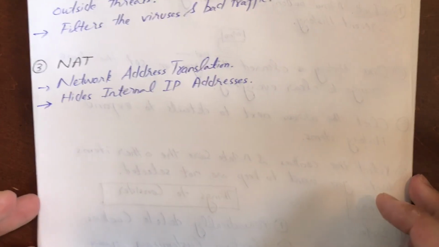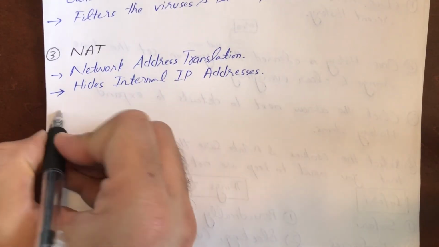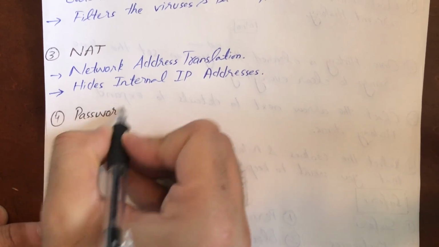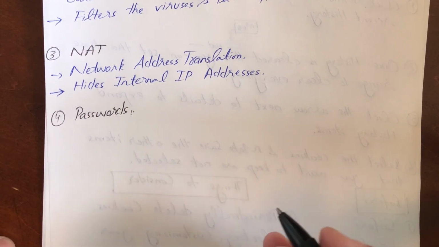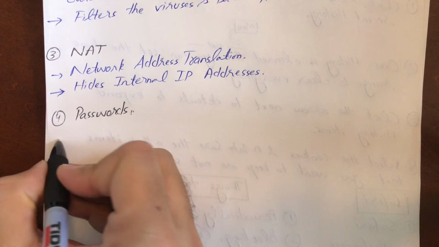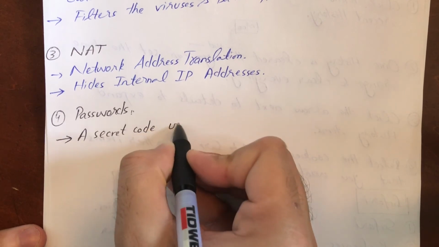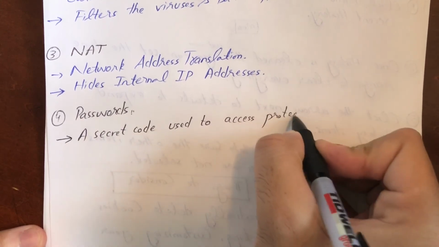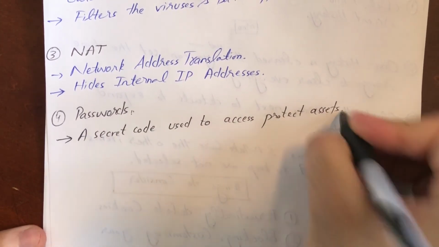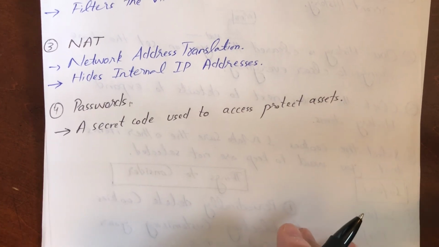Next is the password. Everybody is well familiar with passwords. We use passwords for secure access of protected assets. A password is basically a secret code used to access a protected asset. We use the username and password for authentication of the user, so only legitimate people can get access. I believe everybody is well familiar with passwords.